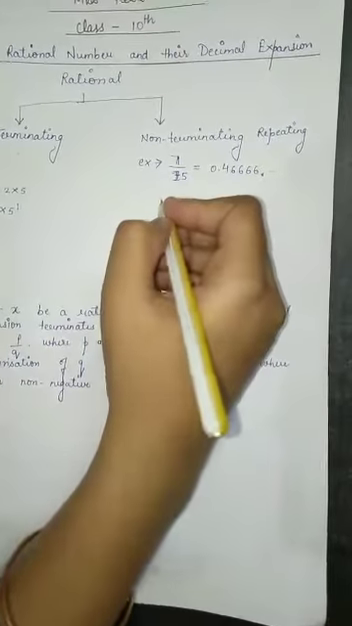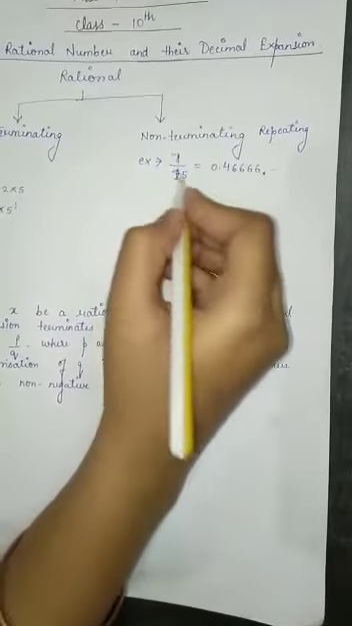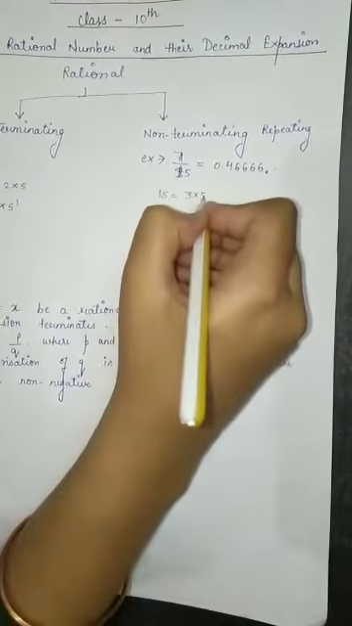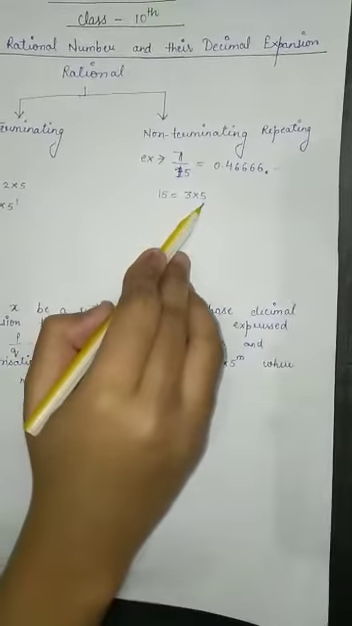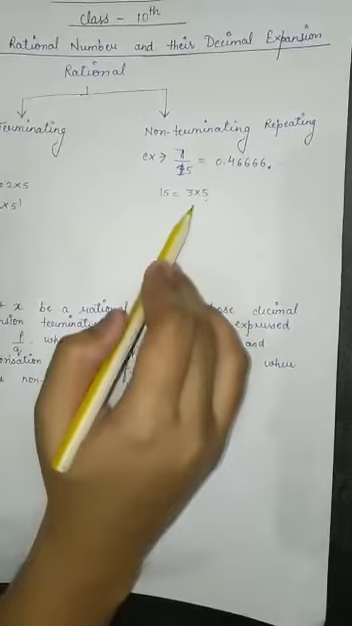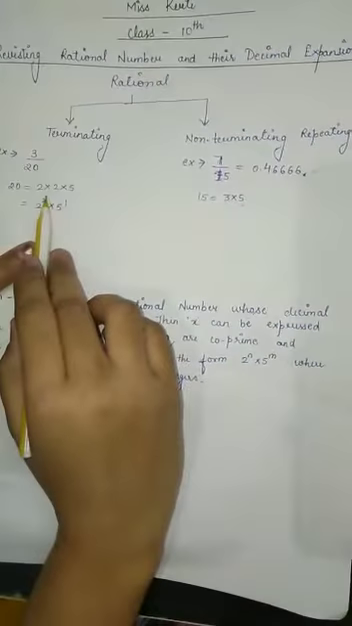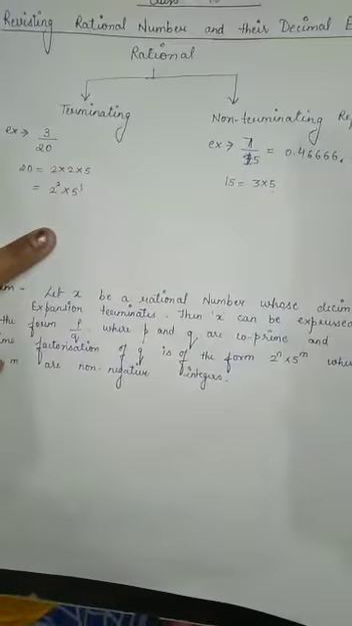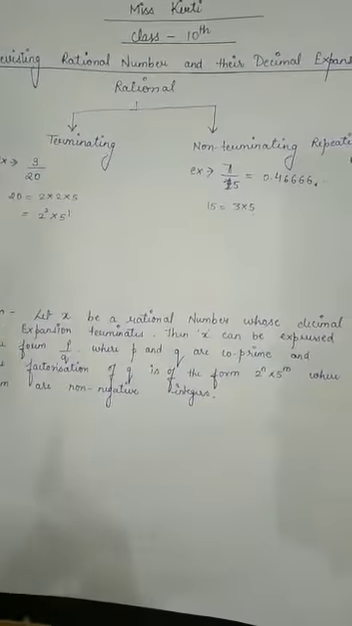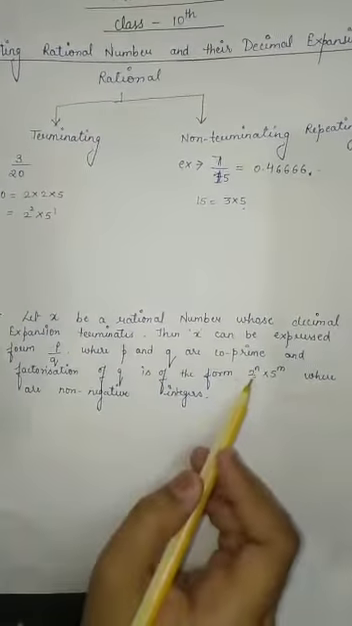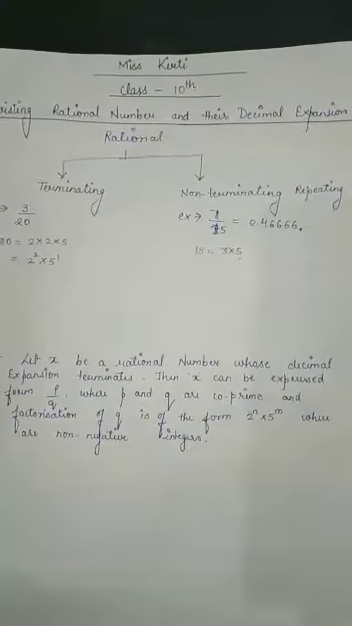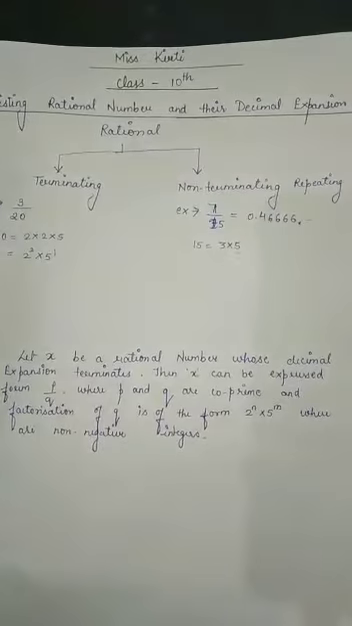Or it can also be written as, we can factorize 15 as 15 is equal to 3 into 5. So here 3 into 5 is also not in the form of 2 to the power m into 5 to the power n. So the terminating terms are those which are of the form 2 to the power n into 5 to the power m, and non-terminating are those which are not in the form.